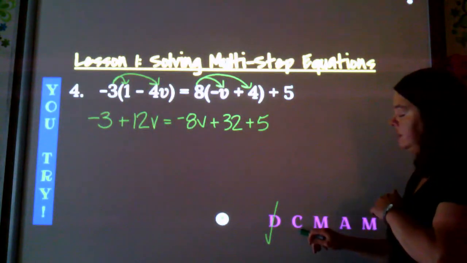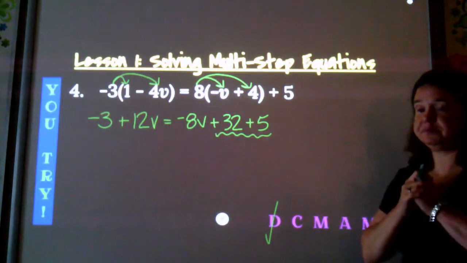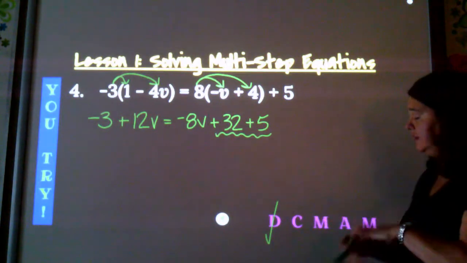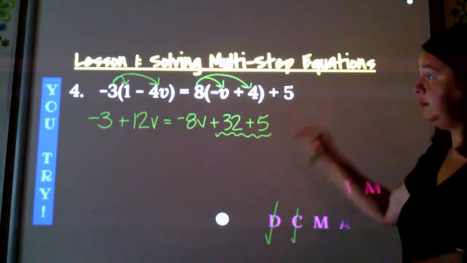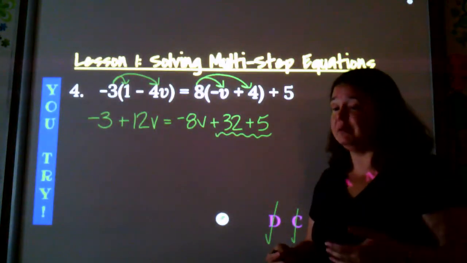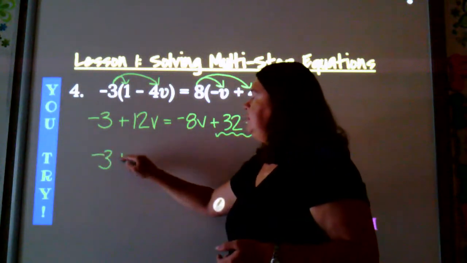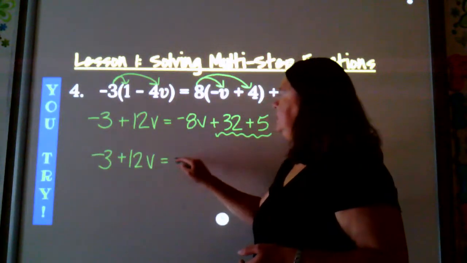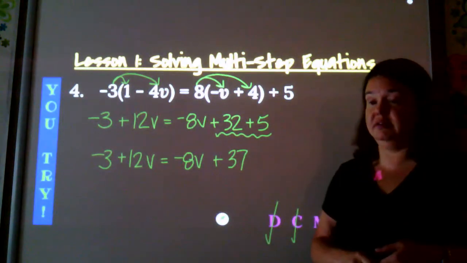Now, we have the ability right now to combine like terms. These guys are like terms. They're both constants. I can add them together. So I'm going to go ahead and do that. Now, technically, you could do it later. You could move the variable. You could do some different stuff. But at some point, you have to combine them. So let's go ahead and combine them now. So -3 plus 12V equals -8V plus 37.